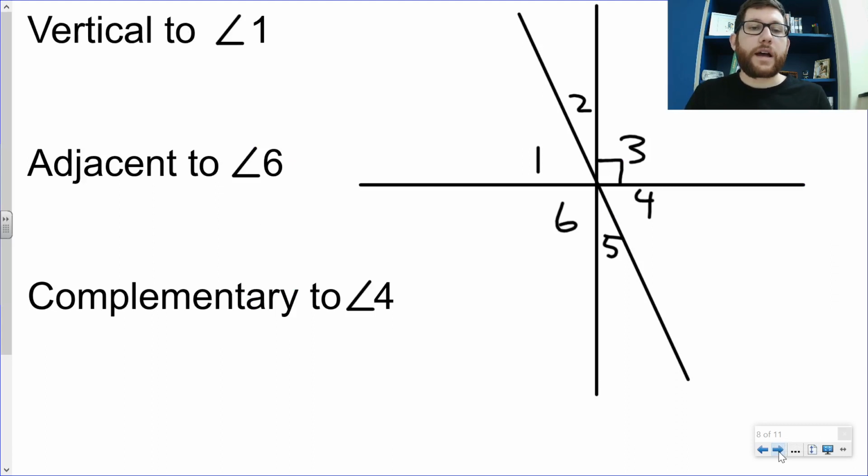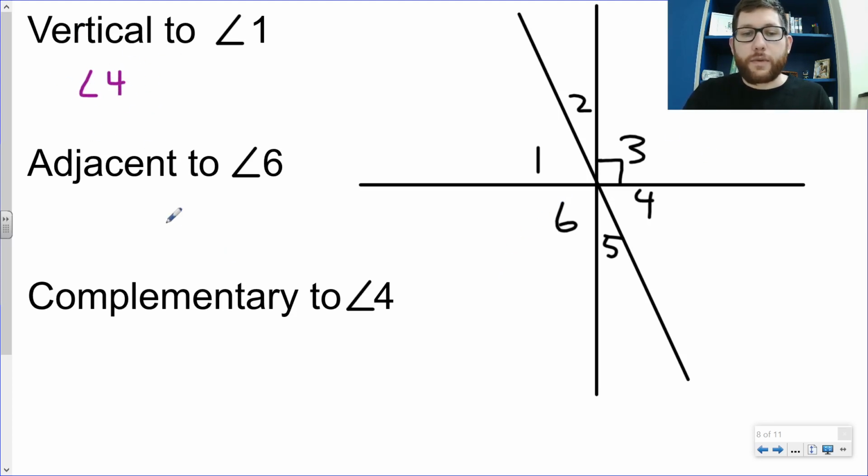All right, let's do some with numbers. We want to find all the angles vertical to angle 1. Well, angle 1's right here, and one thing you can do is sketch out the lines here. That is a real rough sketch, okay? So this is one of the lines. This is another of the lines. What is the angle opposite to angle 1? Well, it's that one over here. It's angle 4, right? So vertical to angle 1. We want to make sure we get our angle sign. That's important. Angle 4. Otherwise, we're just saying the number 4.